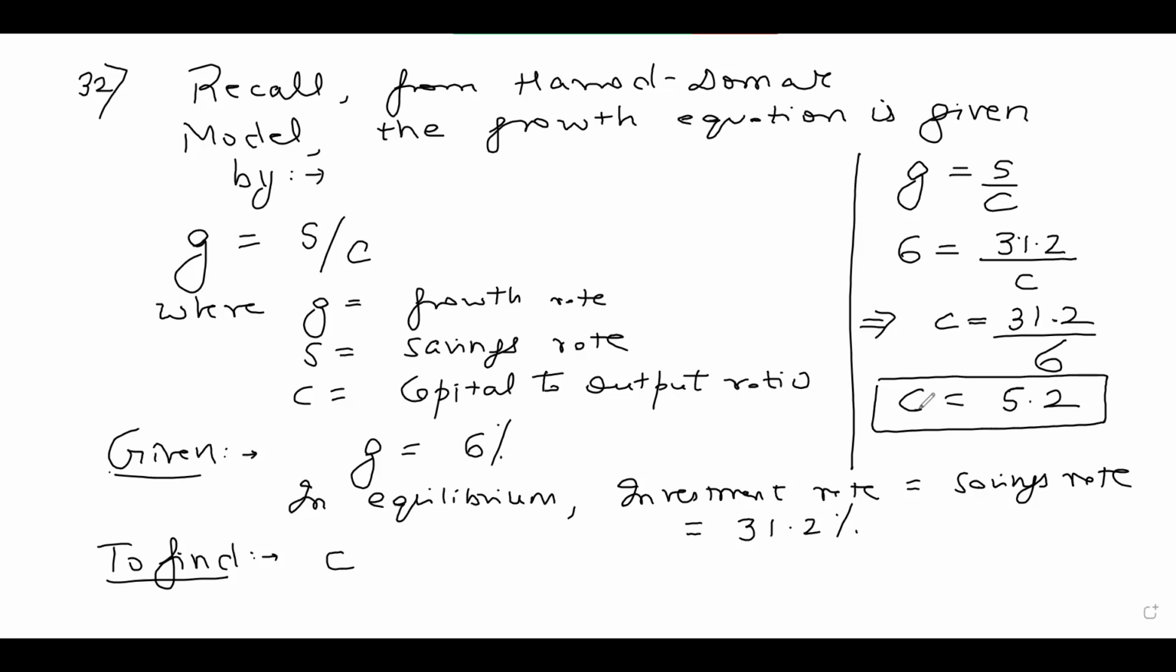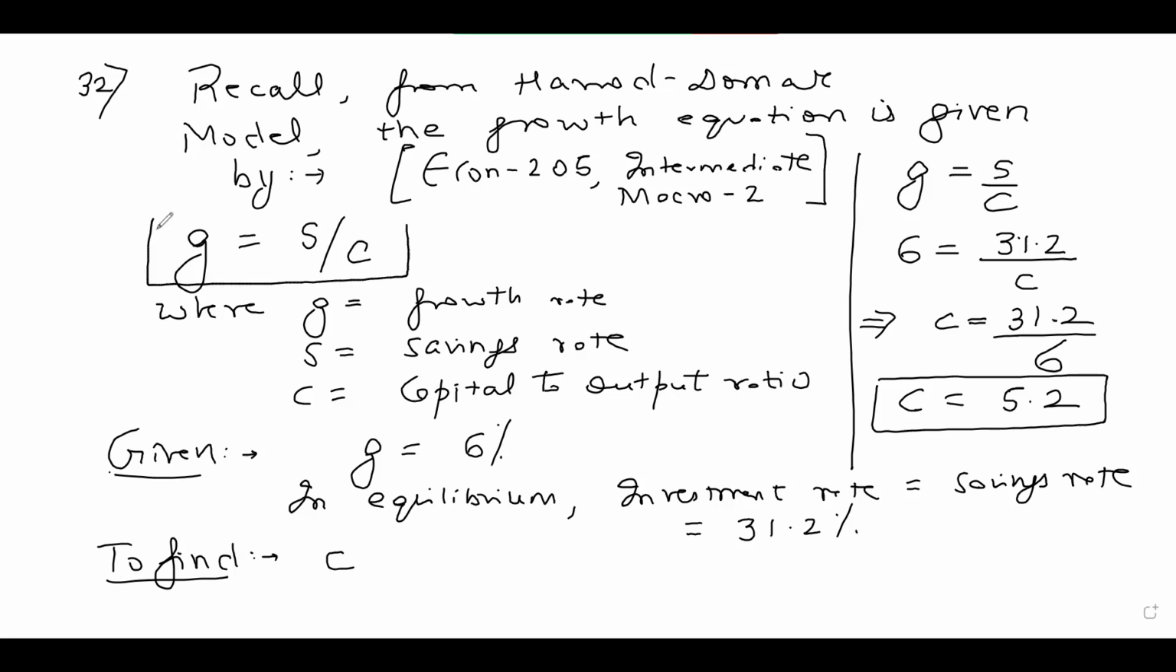Again, where will students find all this? You will find all this in my intermediate macroeconomics part 2 course. So for this, students can go to Econ 205, intermediate macro 2 course. You will find my lectures on the Harrod-Domar model, and in the Harrod-Domar model, we have shown that the growth rate is given by the ratio of savings to capital to output ratio. Plug in all the values given to us in the question, solve for C. This is my answer. If I come back to the past paper, answer is 5.2.